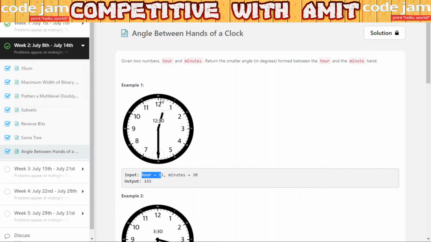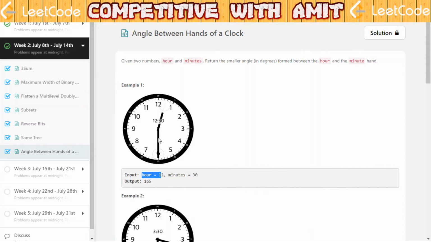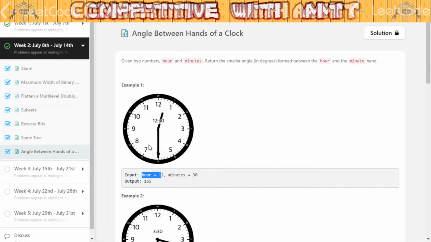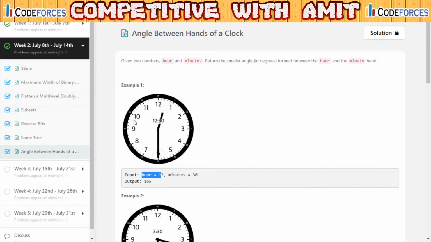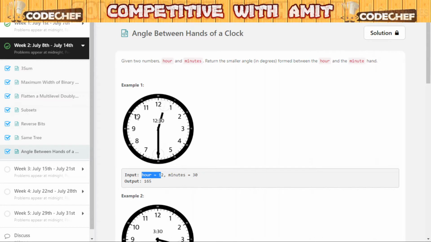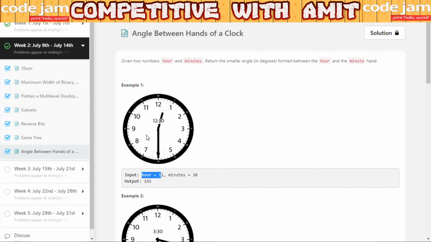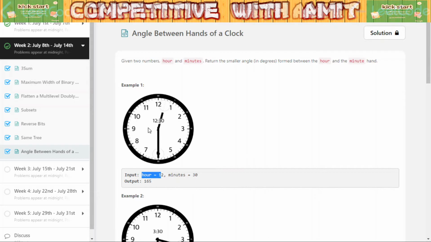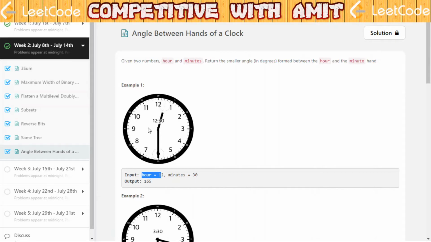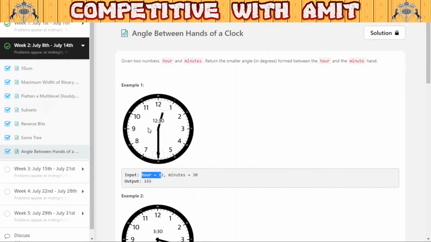Now suppose the hour hand is here and the minute hand is here. So we have to find the angle between them. So we have to find the minimum angle. If suppose the minute hand is on 10, or if the minute is 50, then we will consider this angle. We will not consider this bigger angle. So basically we have to find the angles between the hands of a clock. This is what we have to do in this question.